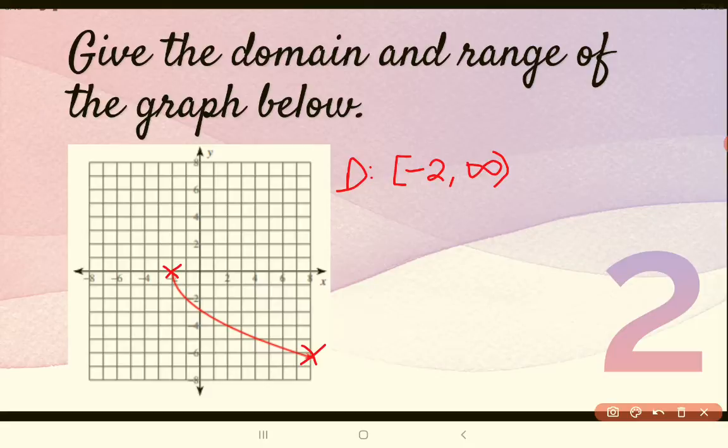If I don't like to write it with the brackets and parentheses, I can also say x can be anything as long as it's greater than or equal to -2. Okay? Now let's look at your range. So range goes from top to bottom. So I always start with the bottom first. Here's the lowest point on that graph.